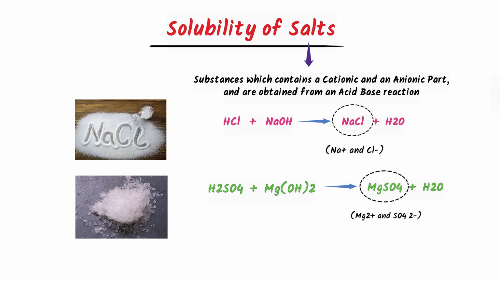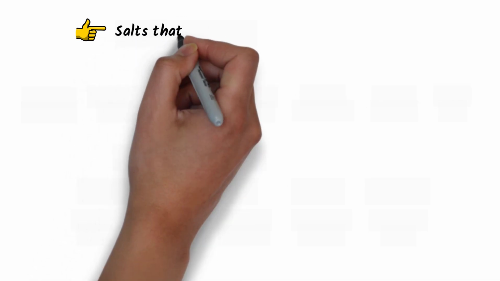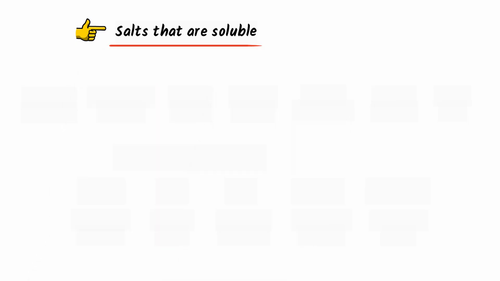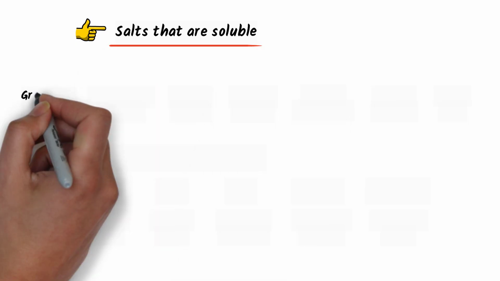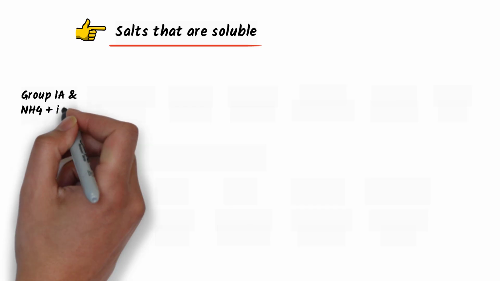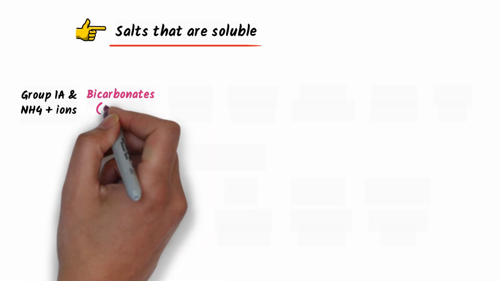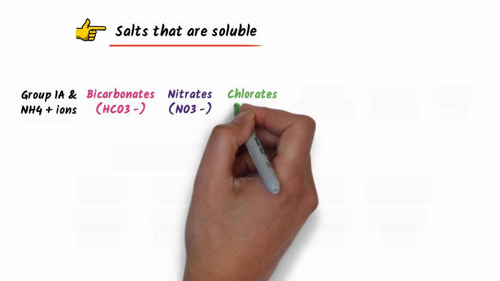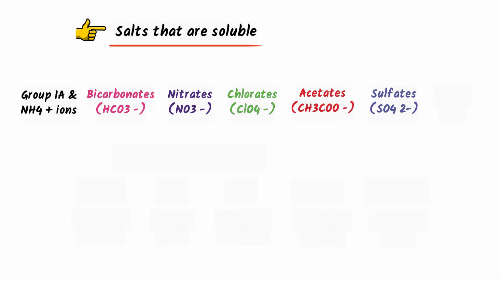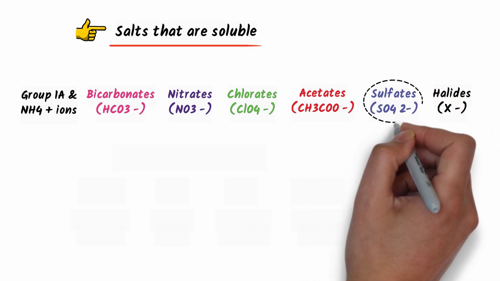Now, which among the salts will be soluble and which will be insoluble in water? For that, we have salts that are soluble, which include all those salts containing group 1A and ammonium ions, which are soluble in water irrespective of the anions present. In the same way, salts containing bicarbonates, nitrates, chlorates, acetates, sulfates, and halides are also soluble. However, there are some exceptions in the salts of sulfates and halides.